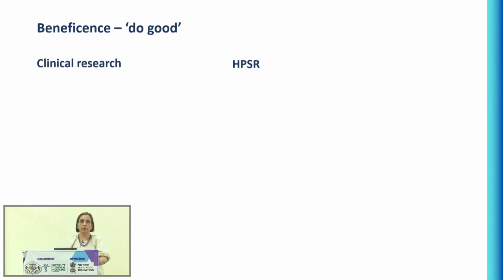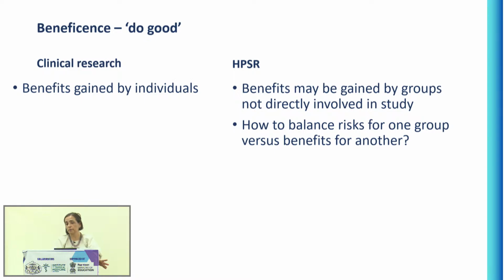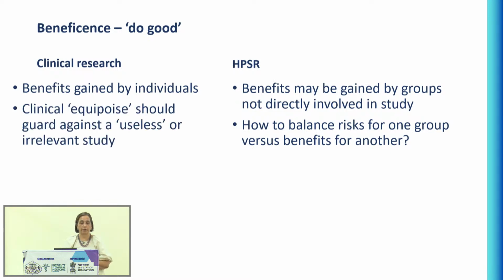Okay, moving to the third principle, beneficence, do good. In clinical research, we talk about the benefits accrued by individuals, whereas in health policy and research, they're often gained by groups who are not directly involved in the study. So our focus might be on the system, but actually it's the surrounding community that's going to derive the benefit. So the question is how to balance the risks for one group versus the benefits for another. In clinical research, you have a principle called clinical equipoise. And equipoise relates to balance, and that should guard against a useless or an irrelevant study.